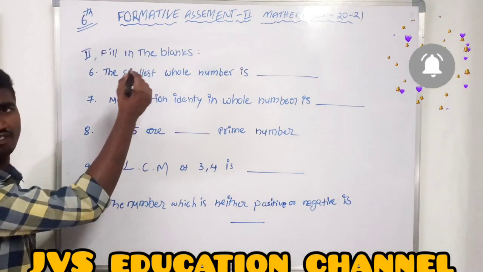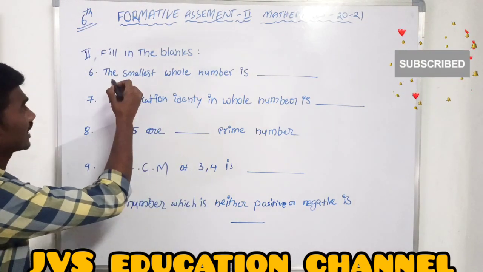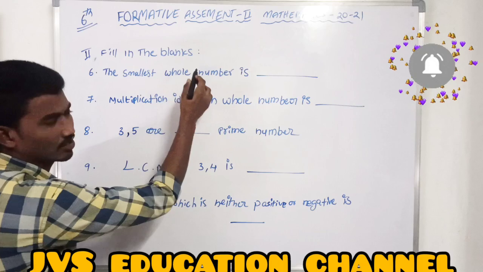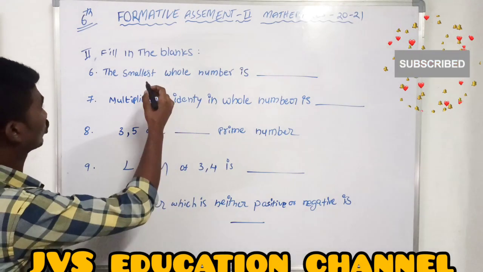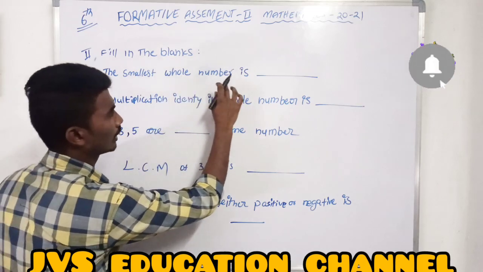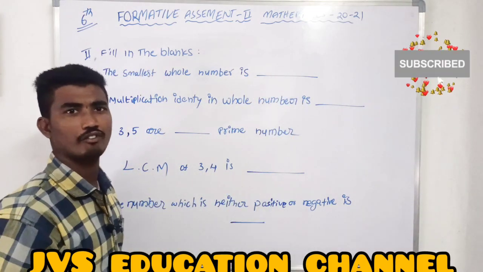After completion of the first Roman numeral section, next we have to discuss the second one. What is the second? Fill in the blanks. The second is fill in the blanks. What is the first question? The smallest whole number is dash. Now we have to fill the blank with a suitable answer.